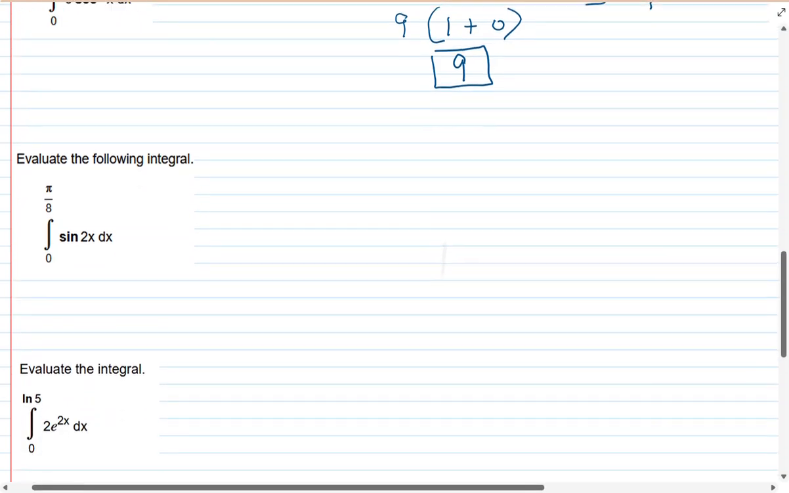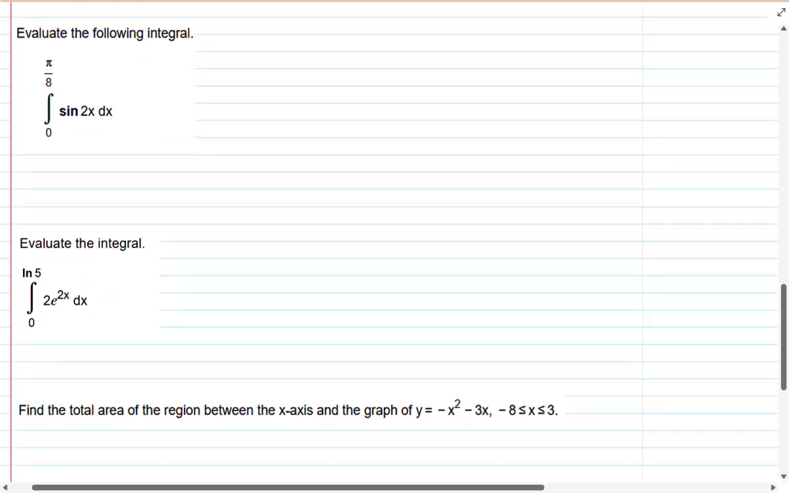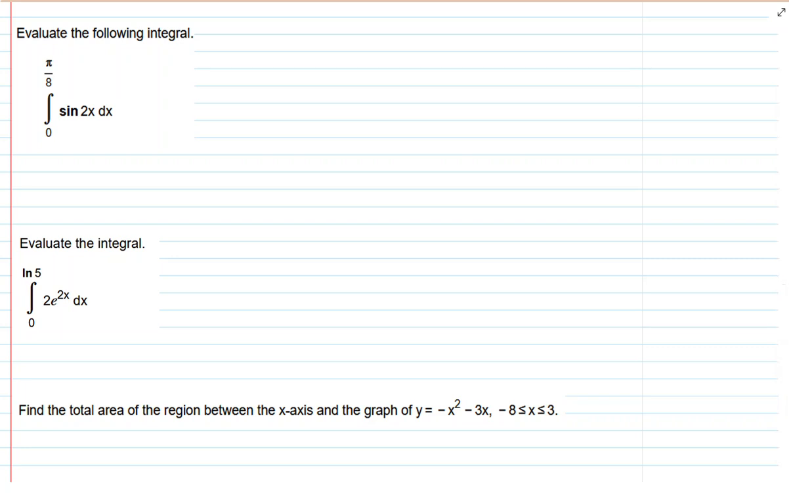Okay. Well, now we have sine of 2x. And for sine of 2x, we have a formula that says if I have sine of kx, the general antiderivative is 1 over k, which is the coefficient of the variable, times negative cosine of kx, and that's what we're going to use.